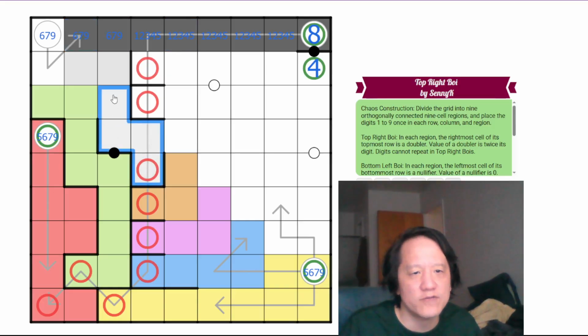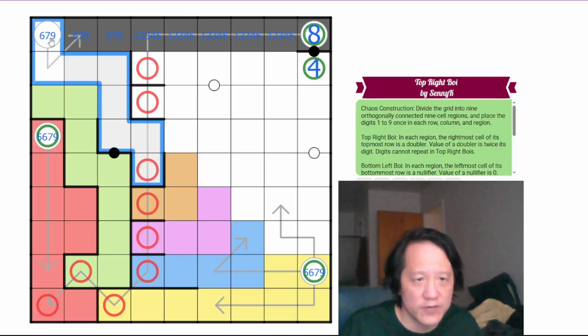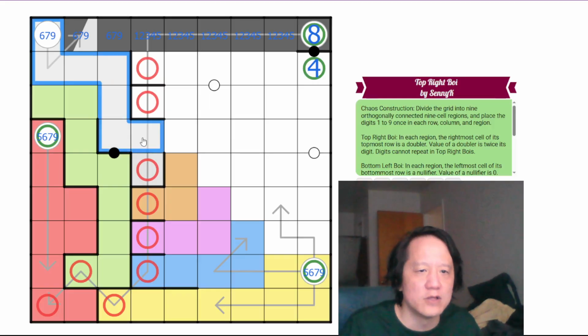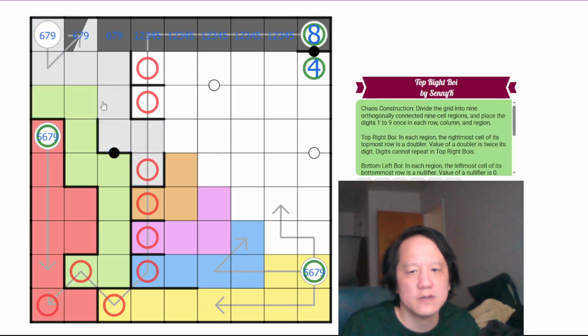So 1, 2, 3, 4, 5, 6, 7, 8. You could extend there. You cannot go the full 9 that way, because then the bottom left boy would be there. And the bottom left boy, so this could be dark or it could be light. We don't know. So that means these are all light, guaranteed. 1, 2, 3, 4, 5, 6, 7, 8. And this could be light. We don't know.